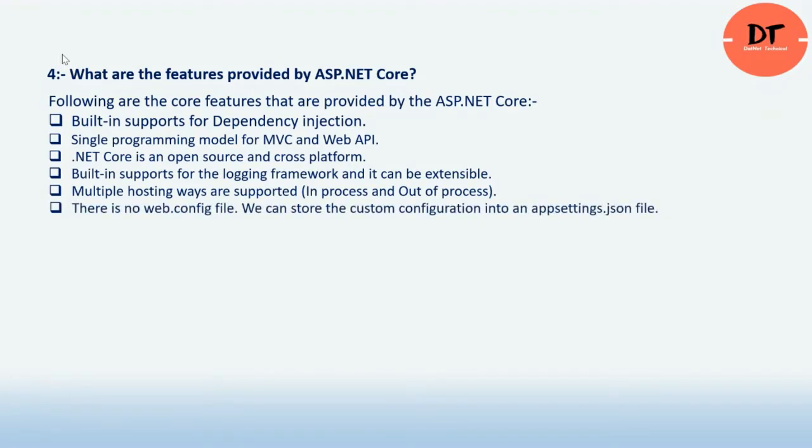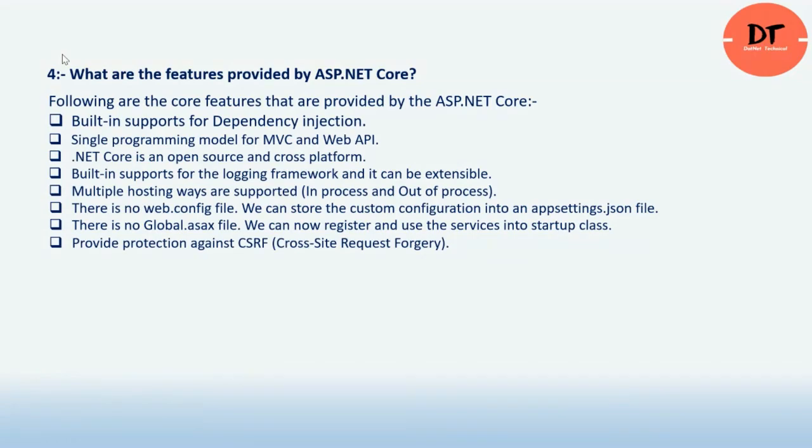There is no web.config file like in ASP.NET or ASP.NET MVC. We have the appsettings.json file, so we can store all the custom configuration in the appsettings.json file. There is no global.asax file. We can now register and use these services in the startup class. Provides protection against CSRF attacks. wwwroot folder for static files. Static files means CSS files, JavaScript files, and images. All are merged into one folder.